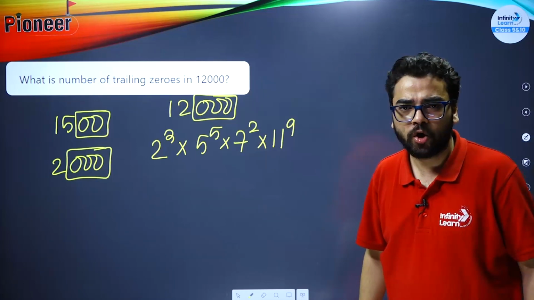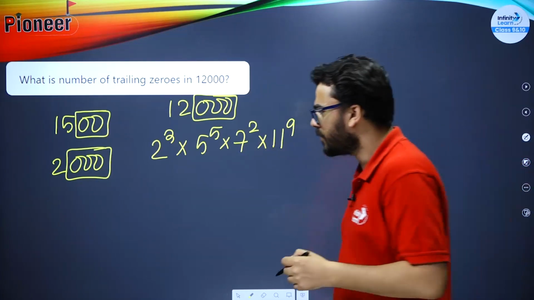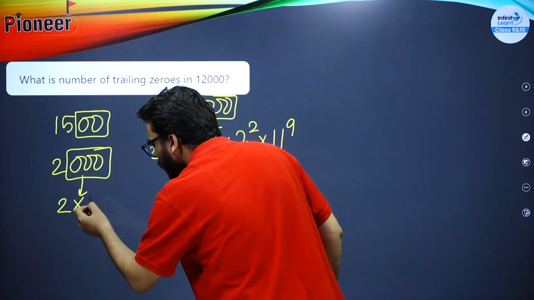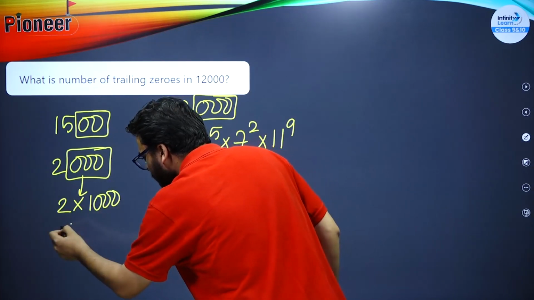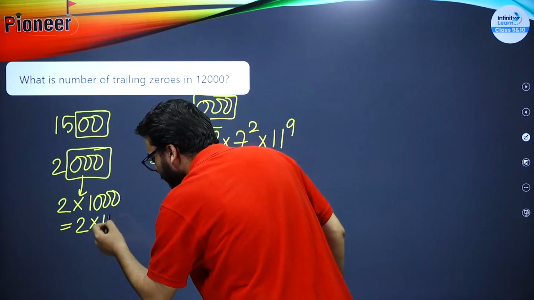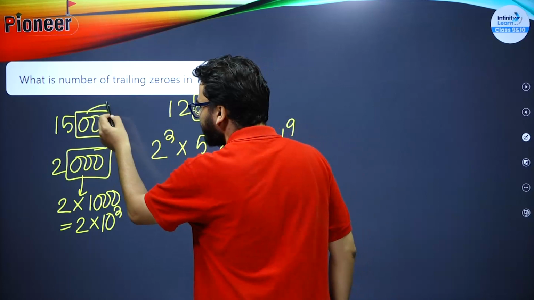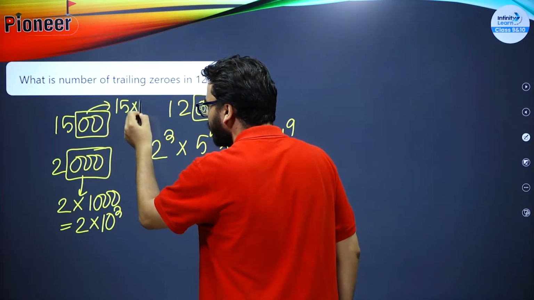Like these numbers over here. So again you have to understand one concept. For example, if I am seeing this thing, this means it is 2 into 1000, guys. So it means it is 2 into 10 raised to the power 3. In the same manner, this number means it is 15 into 10 square.